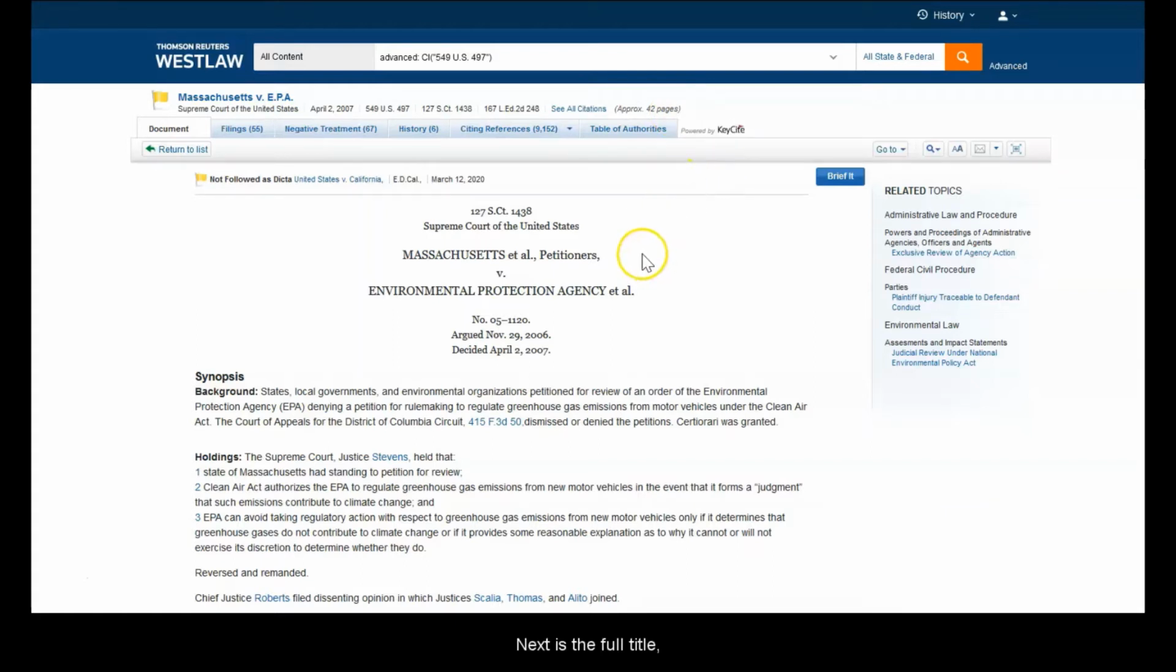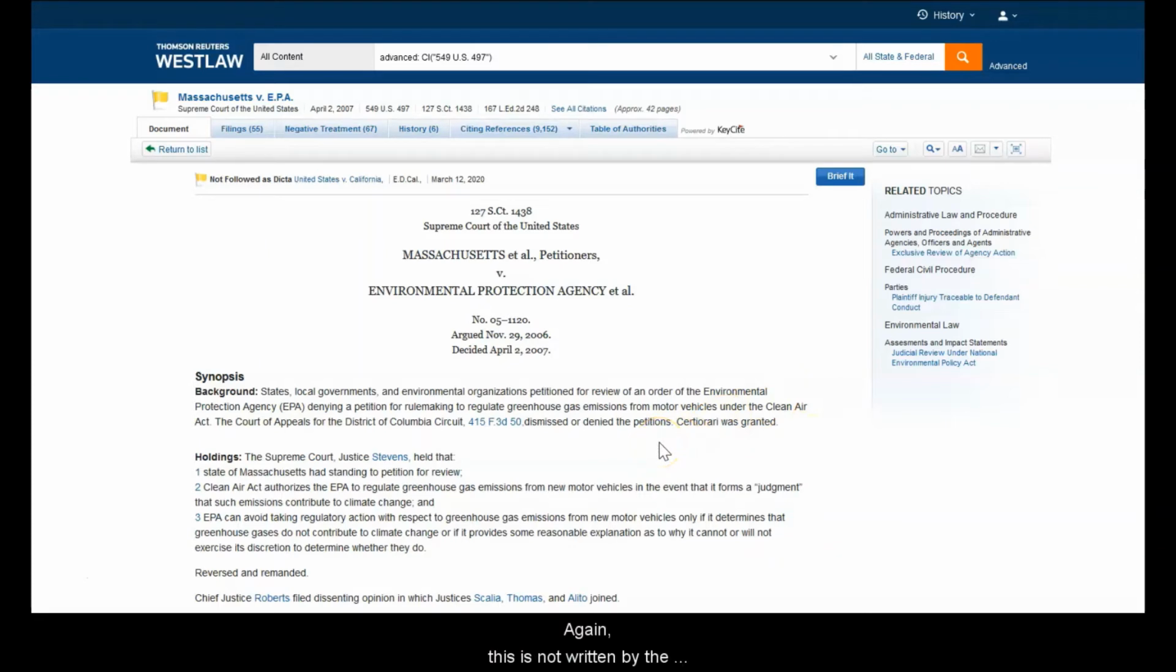Next is the full title, the docket number, which is the number that the case is given as it goes through the different levels of court, the date that the case was argued, and the date of the decision itself. The synopsis is a summary provided by Westlaw. It includes a short description of the case and what the court held.